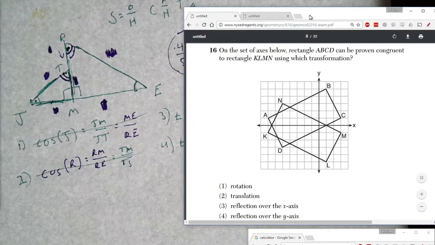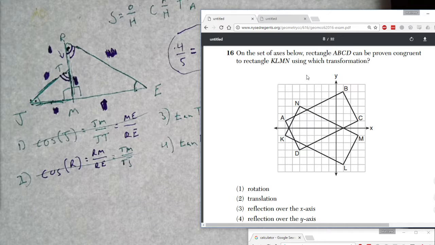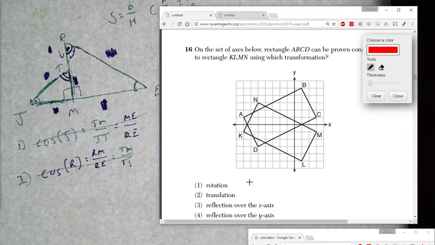Question 16. This one's going to be relatively quick. On the set of axes below, rectangle ABCD can be proven congruent to rectangle KLMN using which transformation? So translation, kind of right away, we can cross off. It's not in the same orientation. There's no way just a translation is going to get it.